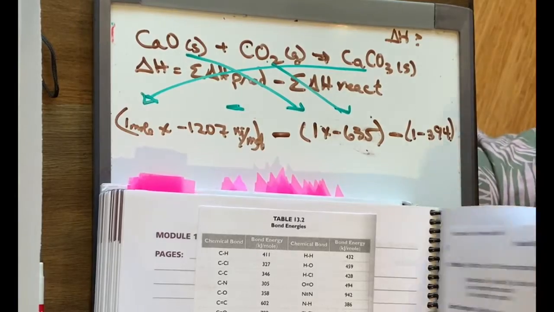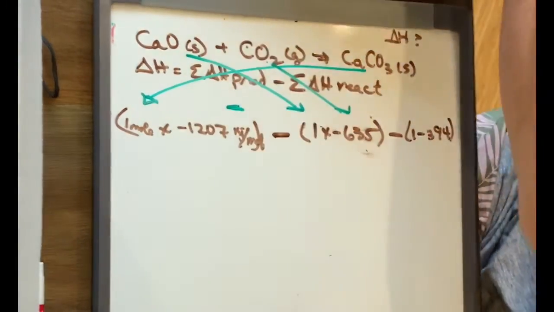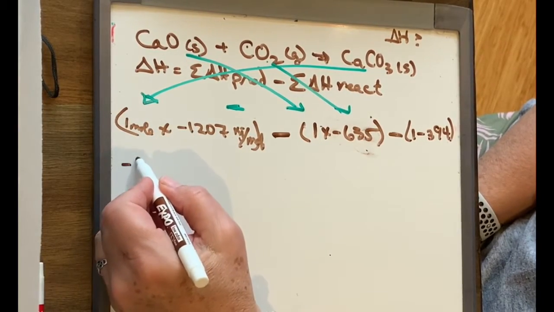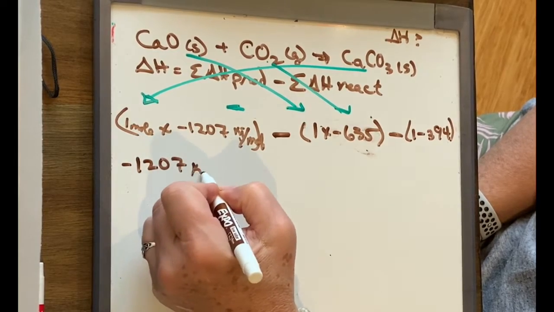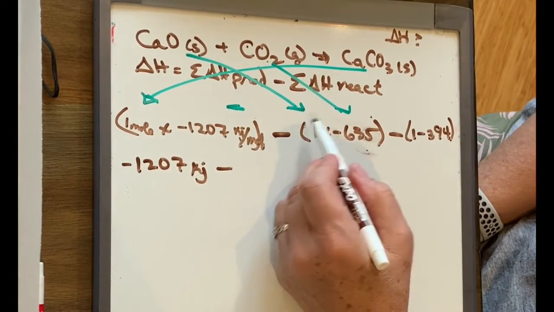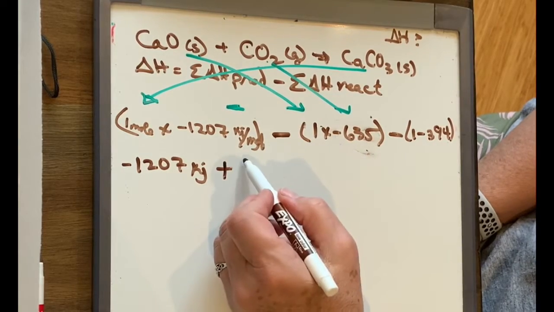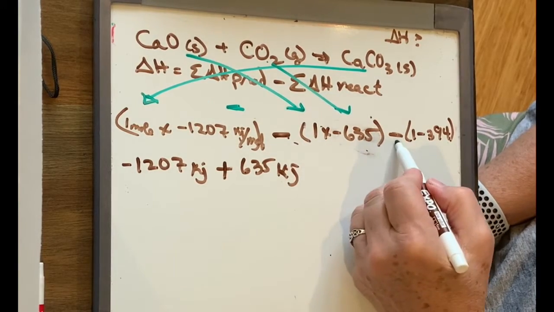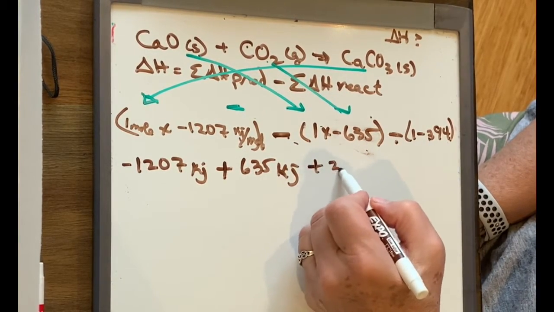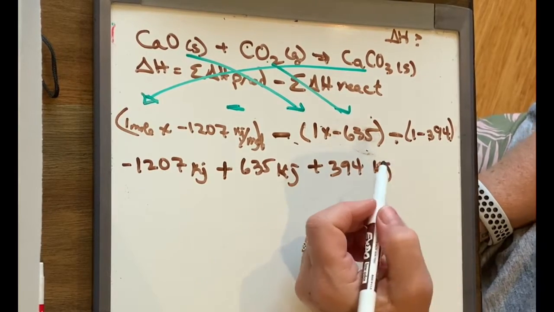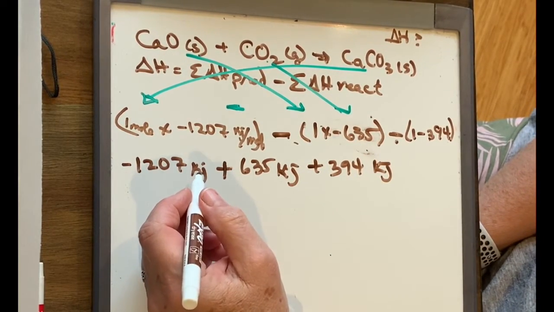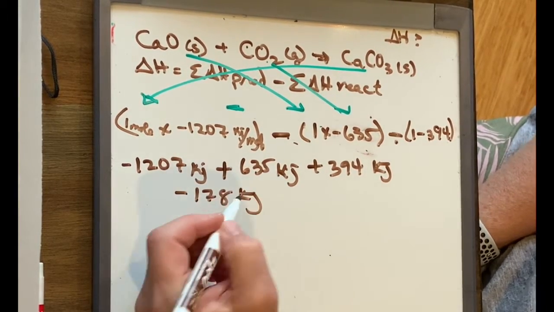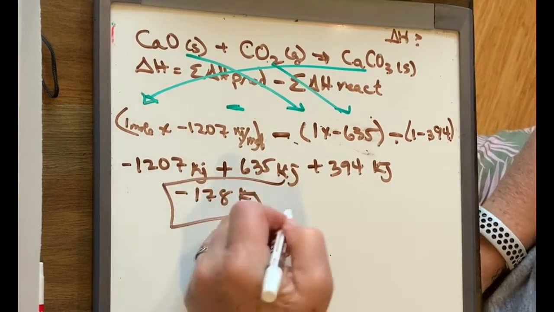All right, so now we can just go ahead and figure our signs and how it looks. Since these are all ones, we're just working with signs. We have negative 1207 kilojoules minus, so this becomes a plus 635 kilojoules. And because this is a minus, this becomes a plus 394 kilojoules. When you add those all together, you get a minus 178 kilojoules. All right, that's our answer.